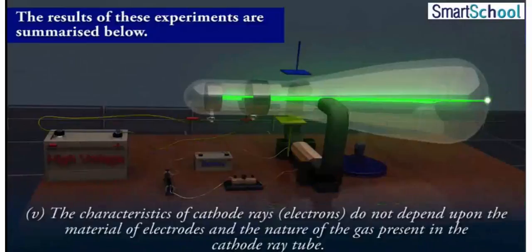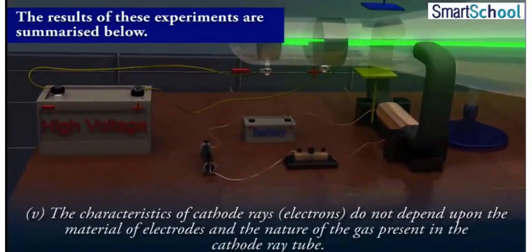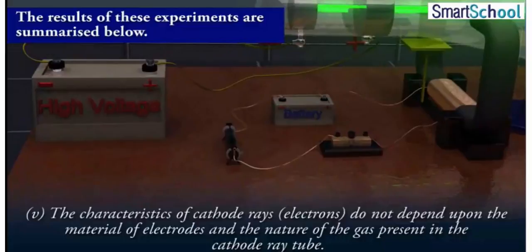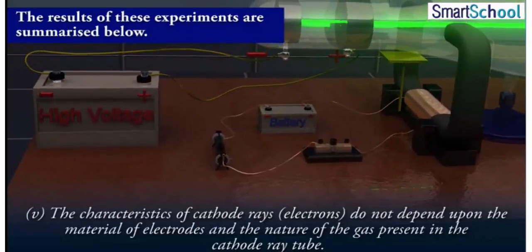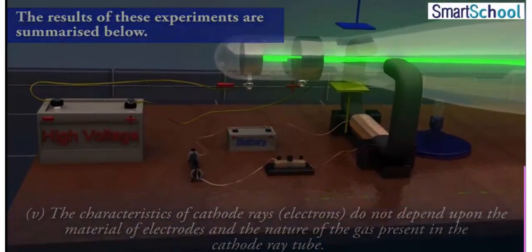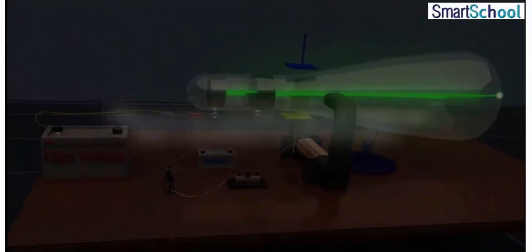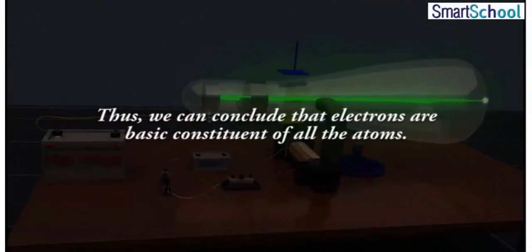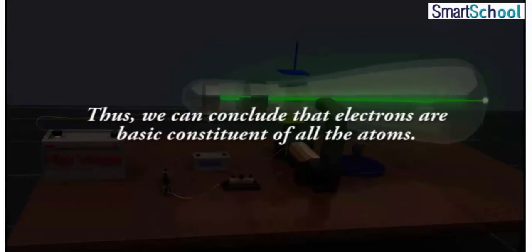Five, the characteristics of cathode rays or electrons do not depend upon the material of electrodes and the nature of the gas present in the cathode ray tube. Thus we can conclude that electrons are a basic constituent of all atoms.